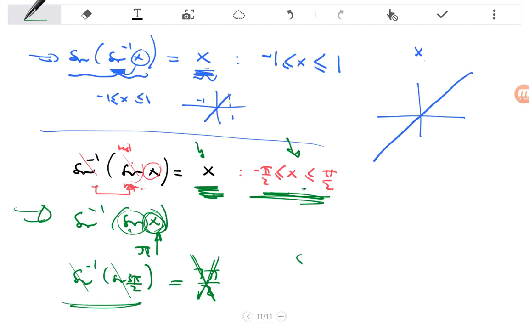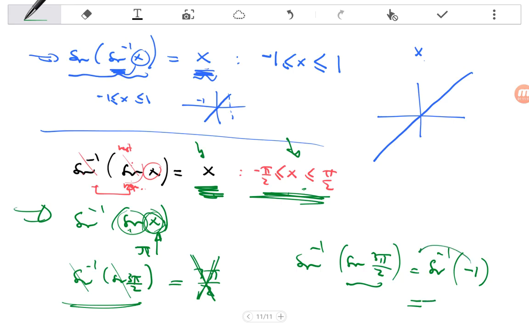What about the result of this statement? Let's find the sine of 3 pi over 2. Sine inverse of sine 3 pi over 2: 3 pi over 2 has a sine of negative 1. What is the sine inverse of negative 1? We learned to take out the negative. And what is the sine inverse of 1? It is just pi over 2. So the result of sine inverse of sine 3 pi over 2 is negative pi over 2.